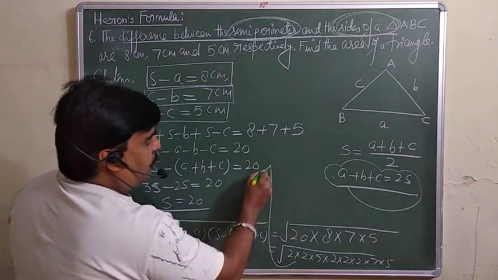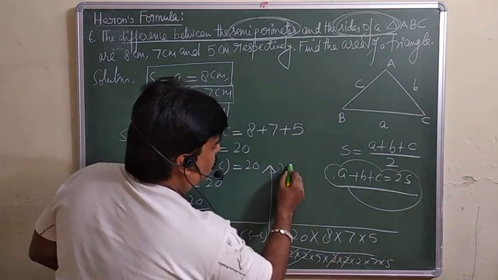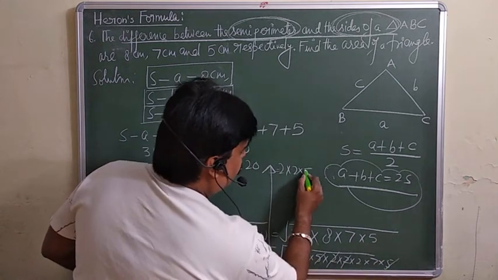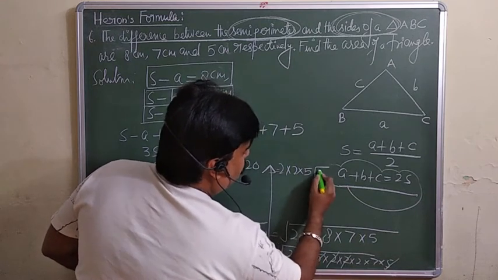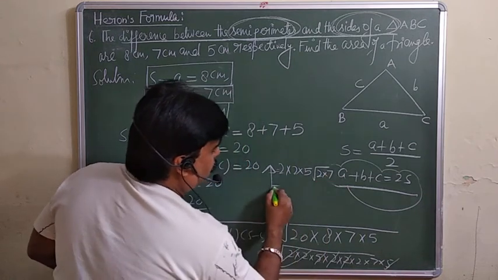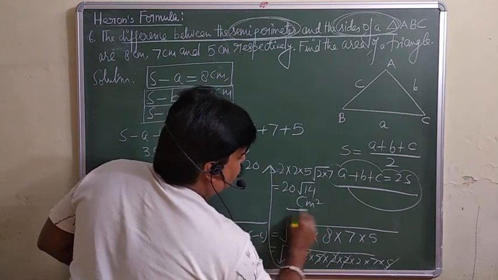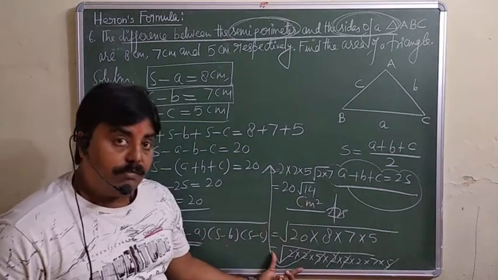So from here what you will get is 2 will come out, and 5, and 2 and 7 will remain inside the radical sign. 2 into 5, 2 into 7. So this is your 20 root 14 centimeter square. 20 root 14 centimeter square is the area of this triangle.